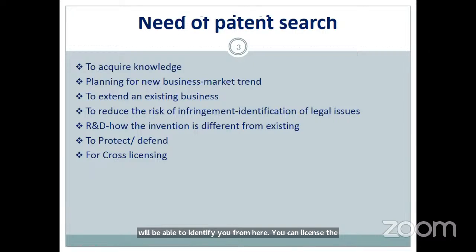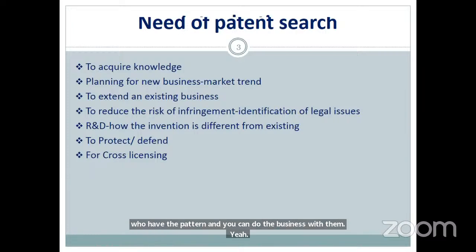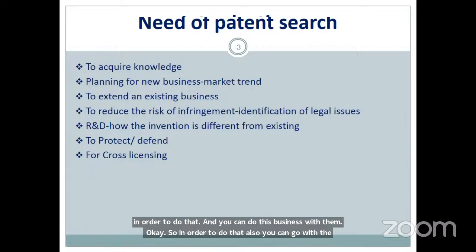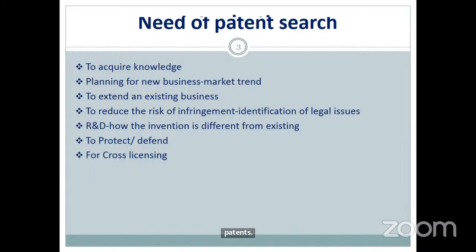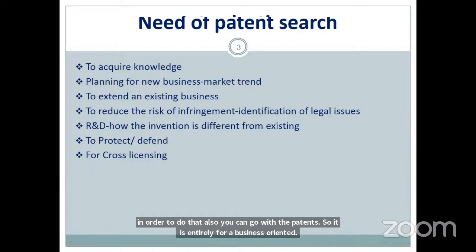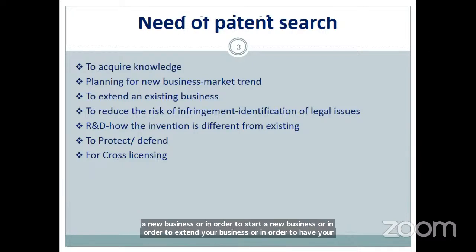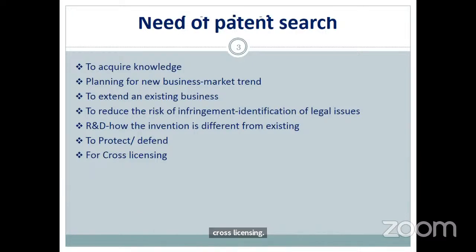So if you require some other additional component for your own manufacturing unit, then you will be looking for who has the patent, and you can do business with them. Okay. So in order to do that also, you can go with the patent searching. So it is entirely business oriented. In order to start a new business, or to extend your business, or to have cross licensing, or to avoid infringement cases, you can have a patent search.